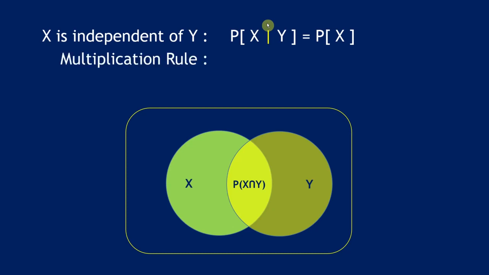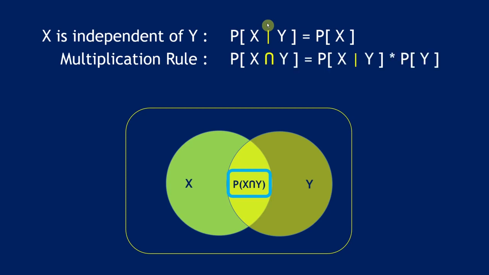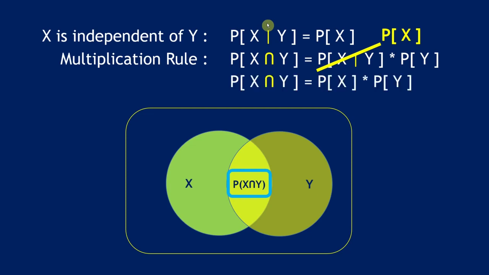And if we think about the multiplication rule, which applies to the intersection right here, the intersection is the multiplication of probability of X given Y and the probability of Y. Now we know from the first statement that the probability of X given Y is basically P of X. Then we can rewrite the statement as P of X multiplied by P of Y. So the intersection of X and Y is now simply X multiplied by Y.